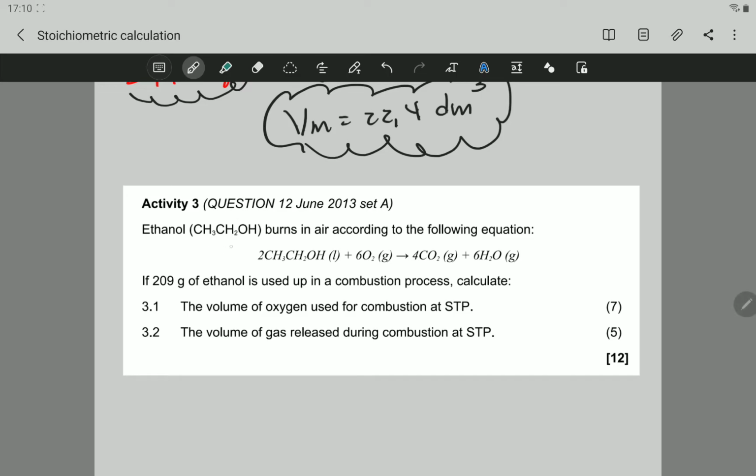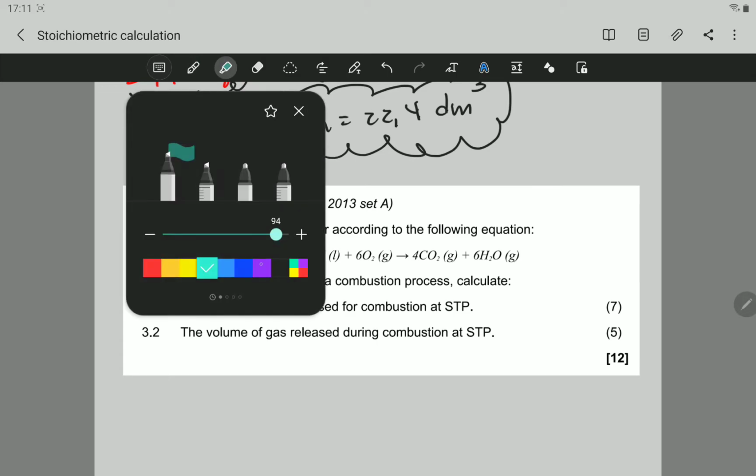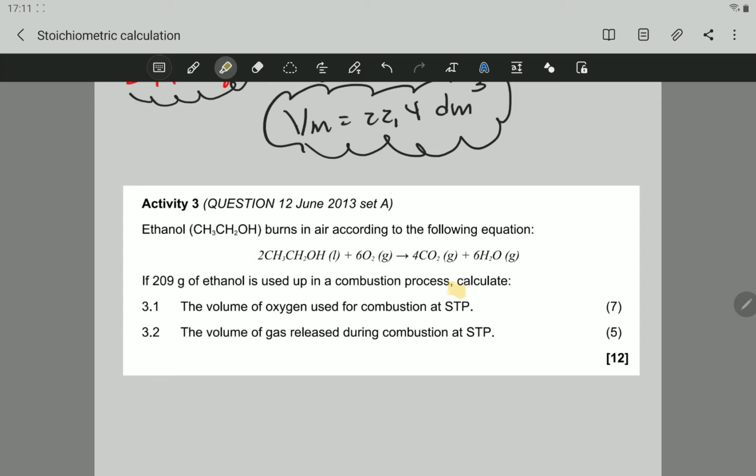They say ethanol, this is ethanol, it's one type of alcohol, burns in air according to the following equation. So you have the ethanol, which is in the liquid state. You have oxygen, and let's say ethanol plus oxygen with a ratio of 2:6 will react to form carbon dioxide and water in the ratio 4:6. They say if 206 grams of ethanol is used up in a combustion process, 3.1, calculate the volume of oxygen used for combustion at STP. Important. They are telling us that this is happening at STP. 3.2, the volume of gas released during combustion at STP. Volume of gas released, they're talking about carbon dioxide and water.